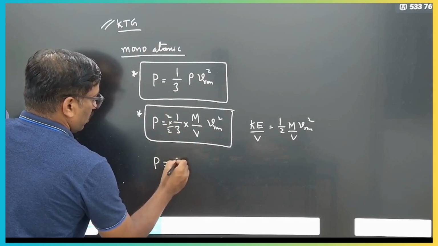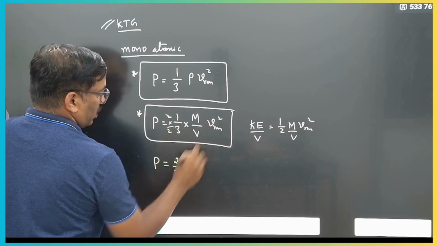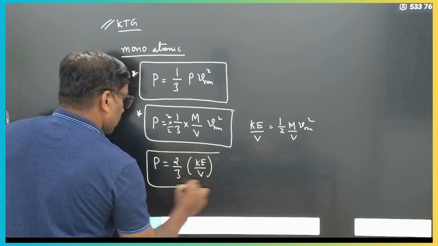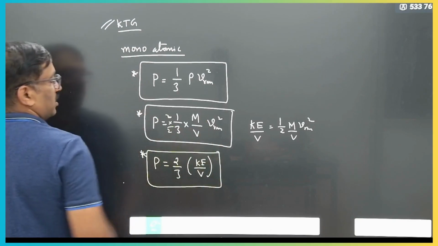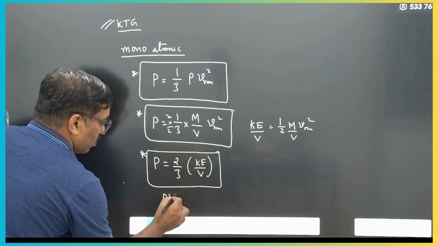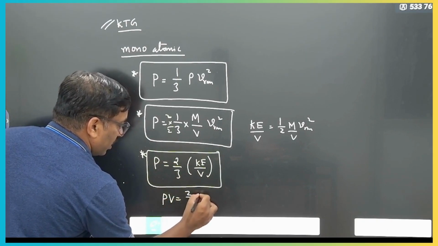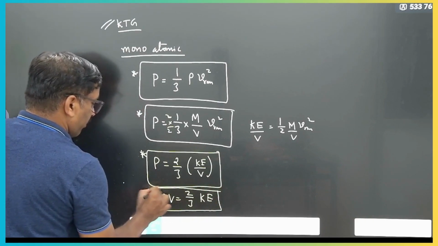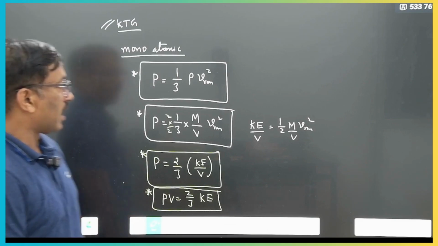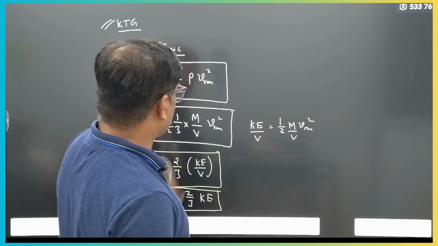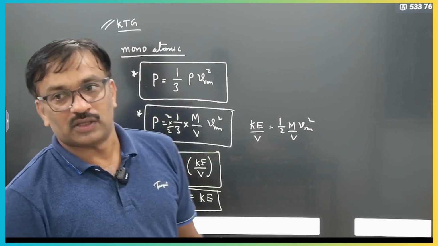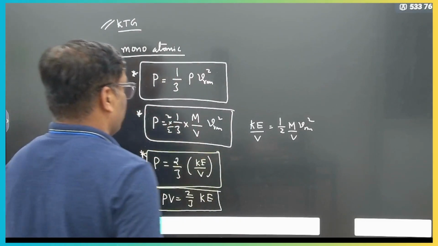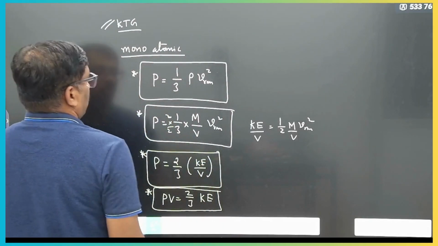Pressure equals 2 by 3 times 1 by 2 m Vrms square by volume, which is nothing but the kinetic energy per unit volume. This formula itself is asked in the examination, or you can write pressure into volume equals 2 by 3 into the kinetic energy of the gas. This is one important derivation given by the kinetic theory. But all these derivations are done for monoatomic gas. For diatomic and others, we will study slowly, along with their formulas.